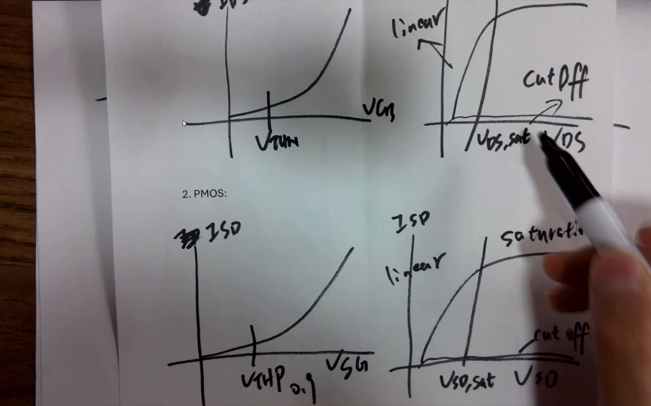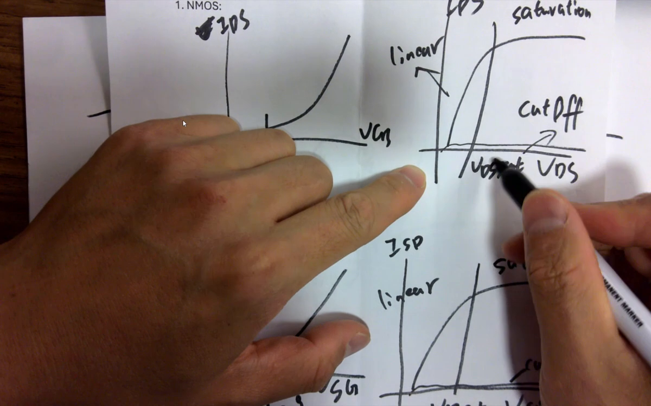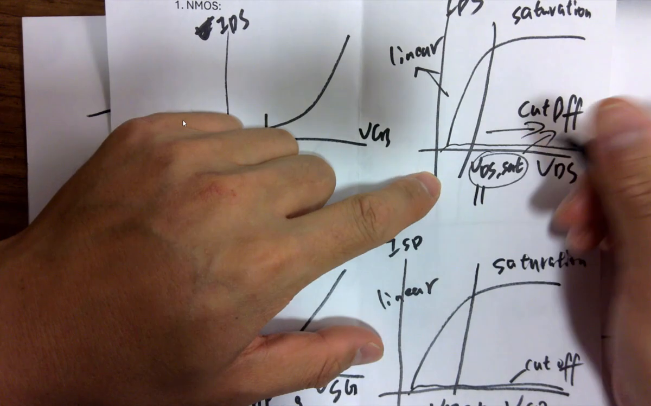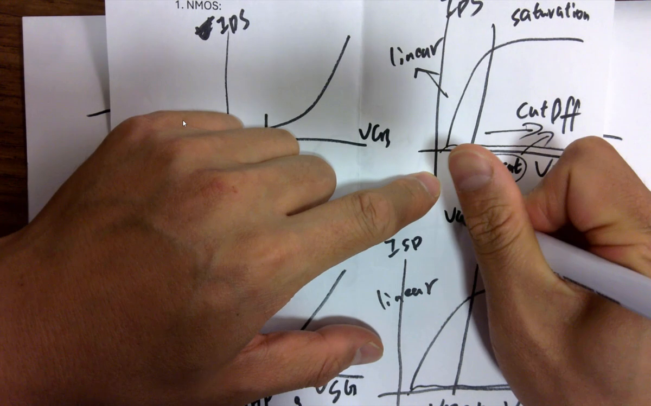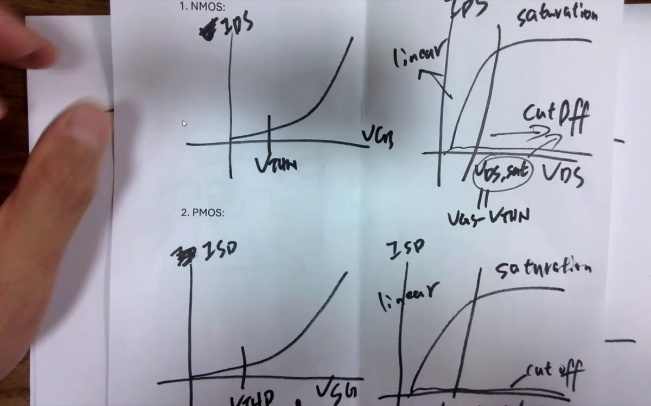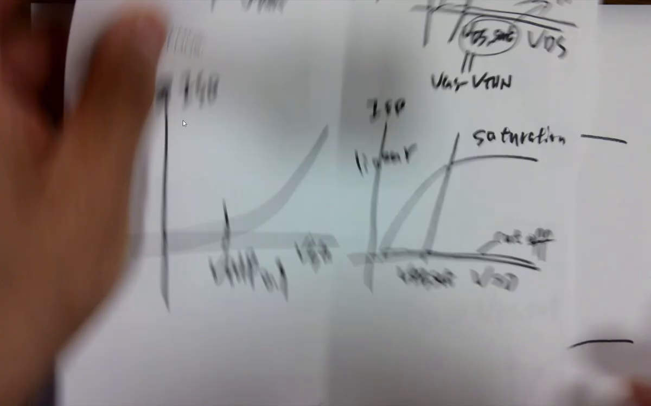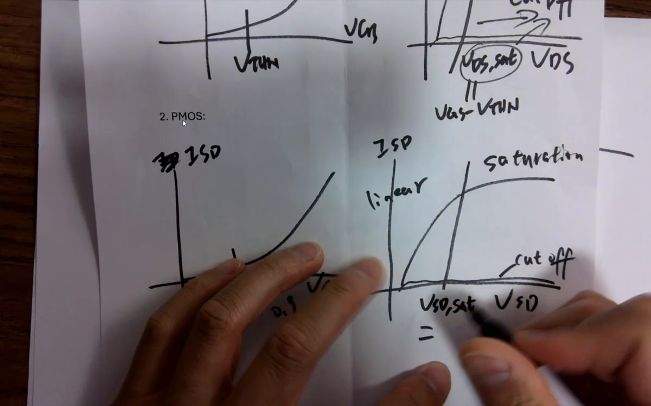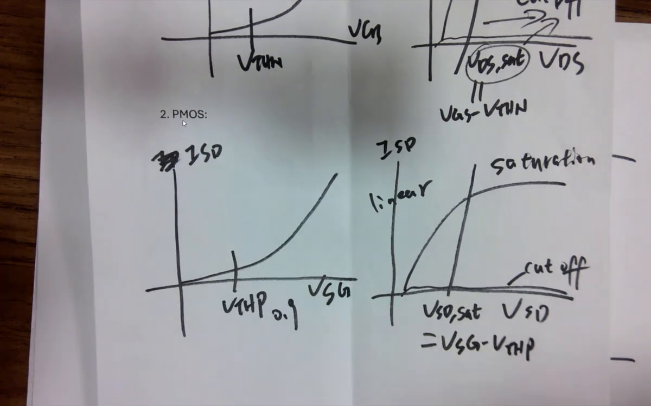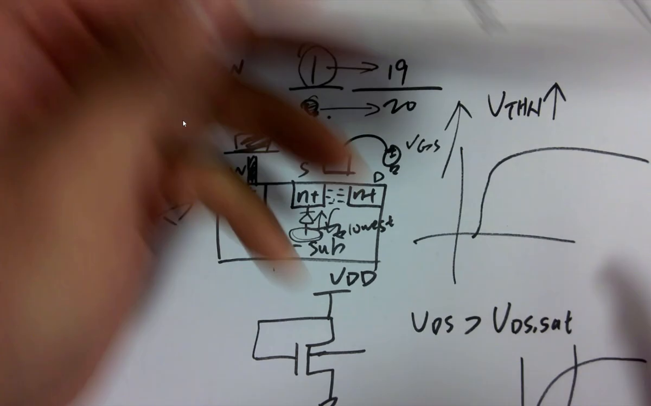In order to keep the transistors in the saturation region, we have to keep VDS larger than VDS set, which is this direction. So what is VDS set? VDS set is VGS minus VTHN. That is VDS set by definition. So similar to this one, VSD set for the PMOS is VSG minus VTHP.